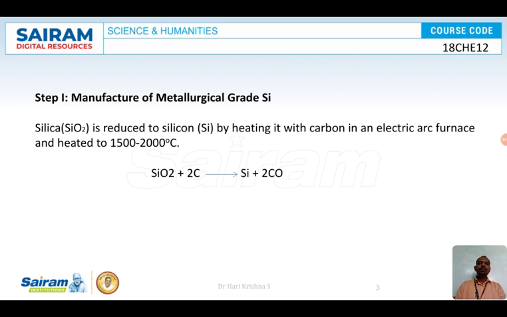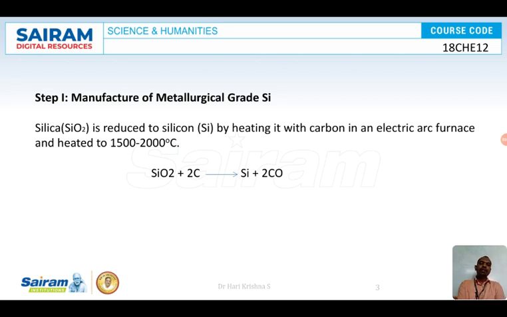First, the manufacture of metallurgical grade silicon. We take silica in an electric arc furnace and heat it with carbon at very high temperature, around 1500 to 2000 degrees Celsius. When we heat it, what will happen? Silica gets reduced to silicon, liquid silicon, and carbon monoxide is emitted. The carbon monoxide escapes into the atmosphere. Silica is fed into the electric arc furnace, and liquid silicon is continuously withdrawn from the furnace.